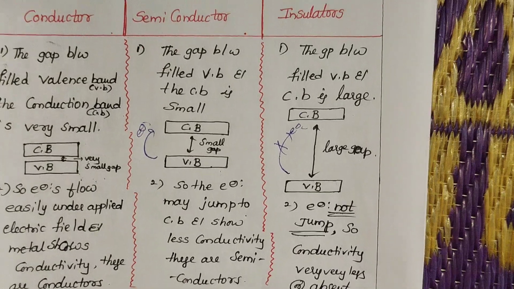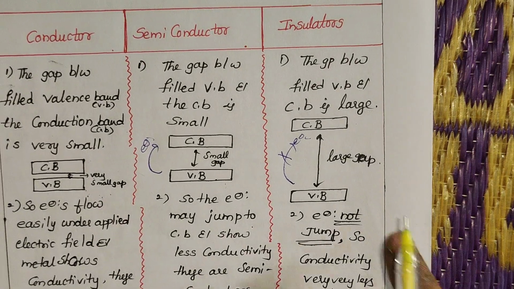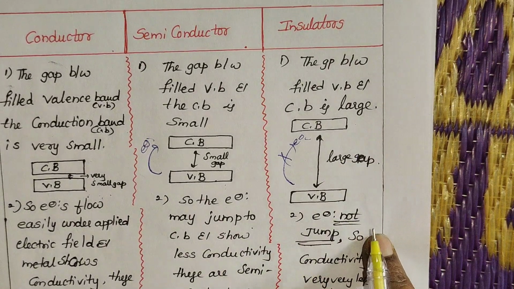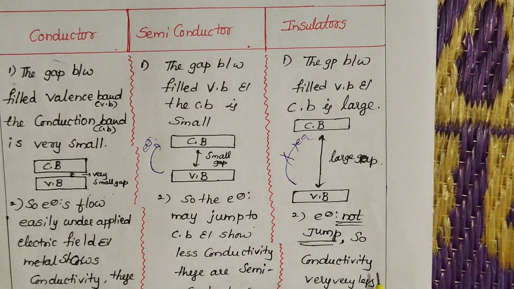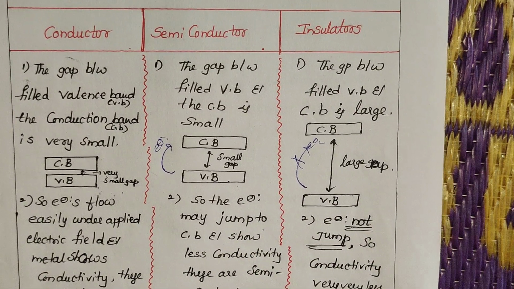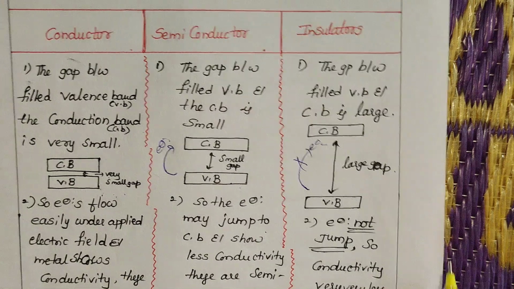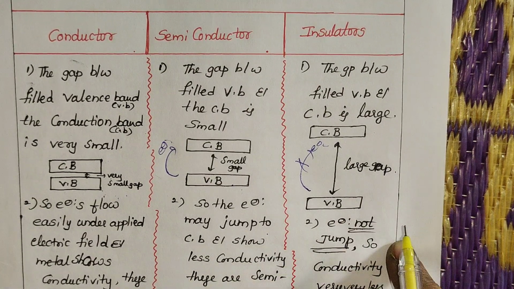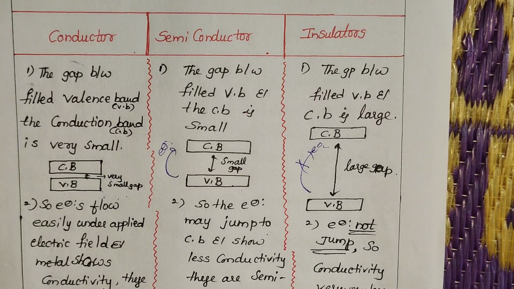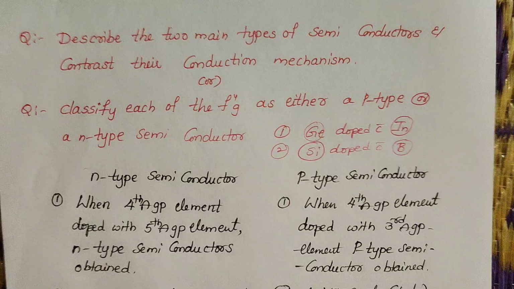Conductivity is absent for the insulator. Why? Because of the very large gap. That is why electrons cannot move, electrons cannot jump. When the flow of electrons is there, then only conductivity is there. Here the flow of electrons is not there, that is why it works like an insulator. This is the second answer, the second SAQ in solid state.